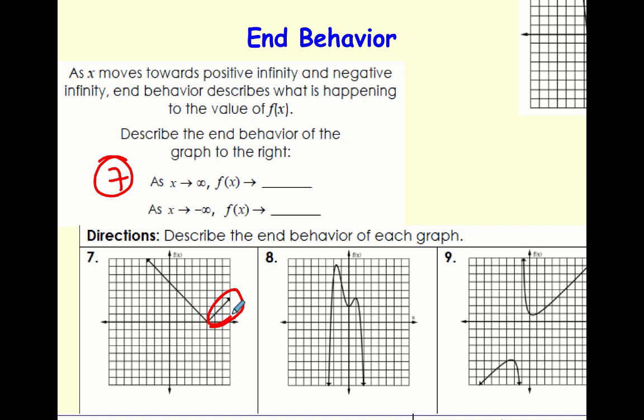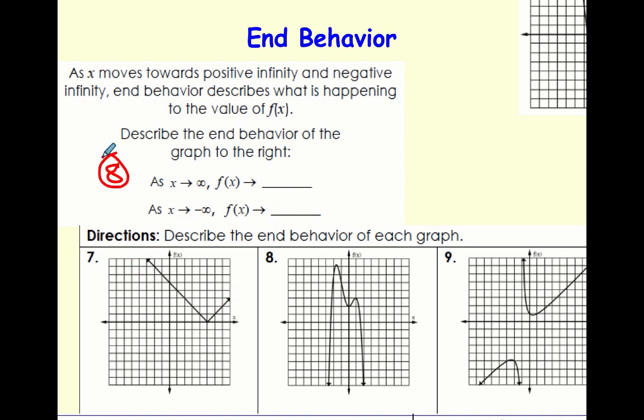So here's x going towards positive infinity, or the right side. And that arrow tells me which direction my y values are going. It's going towards positive infinity. As x goes towards negative infinity, it's the left side. And I see that arrow is telling me it's continuing to increase. So as x goes towards negative infinity, y is also going towards positive infinity.